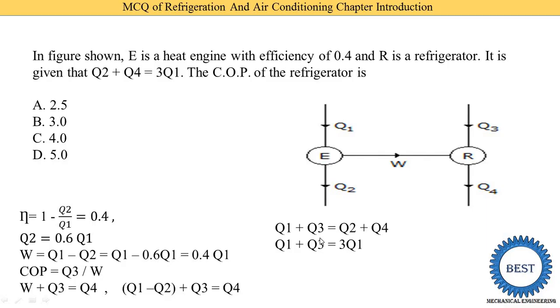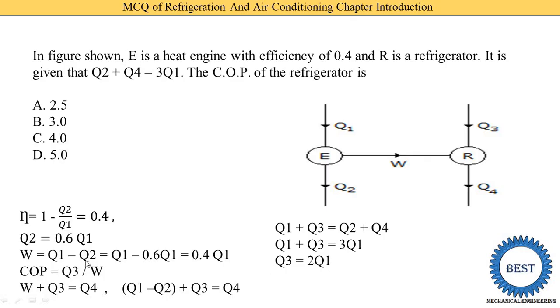Then in the given data, we see that Q1 plus Q4 is equal to 3 Q1. So this Q1 plus Q4 is replaced by 3 Q1. Okay. And this Q1 goes to the right side. That means Q3 is equal to 2 Q1.